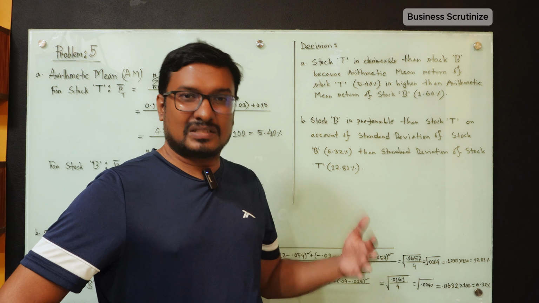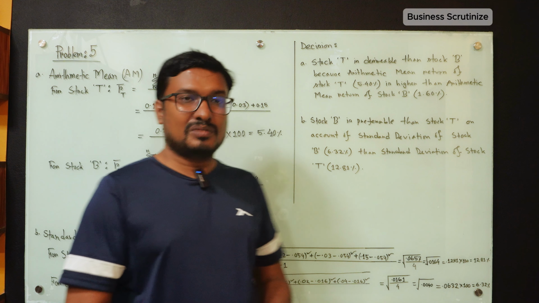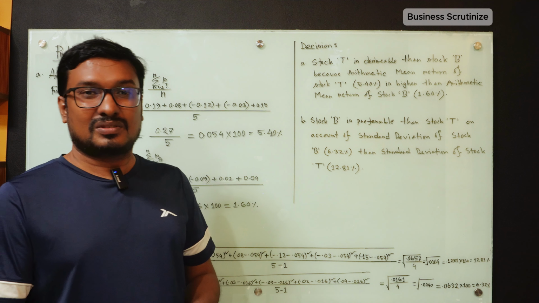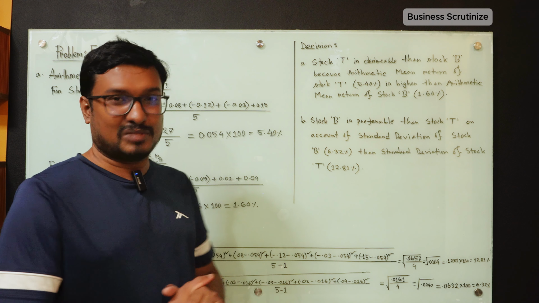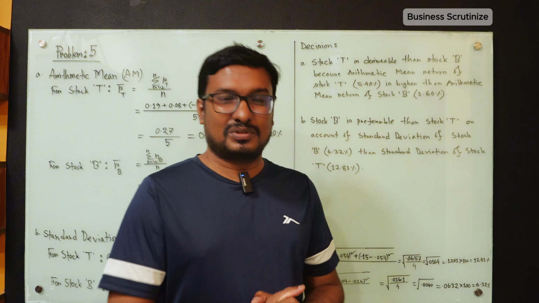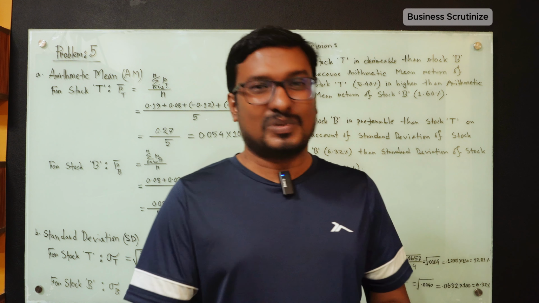So between the two stocks here, stock T and stock B, we can see that stock B has a lower percentage of standard deviation than stock T, which is 12.81%. So here we can write a few words: stock B is preferable to stock T on account of the standard deviation of stock B, which is 6.32%, versus the standard deviation of stock T, which is 12.81%. In this way you can make a decision or comment after computation of the requirement. Now we will see how to compute the coefficient of variation in the next part.